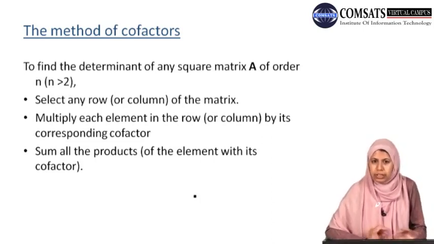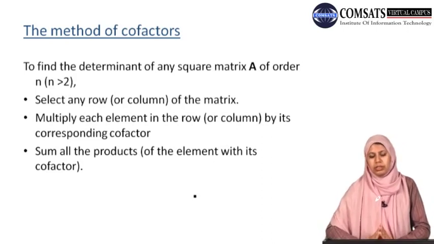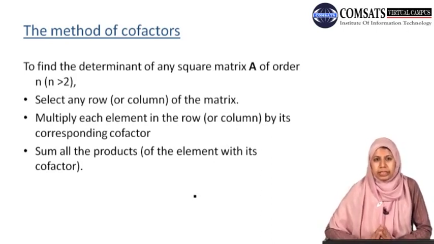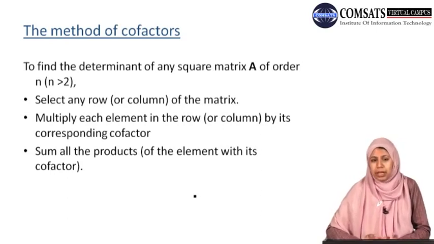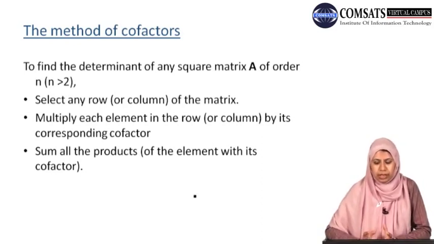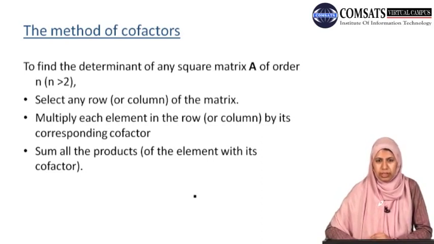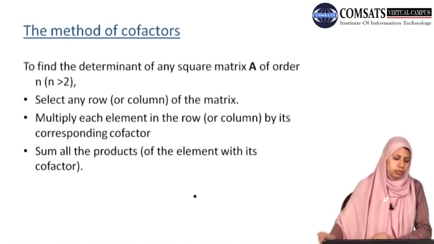There's no condition on selecting the row or column. We are free to choose. We can select only one row or column. Then we multiply each element in the row or column, if you have selected the column, by its corresponding cofactor. That is, we multiply each element with the number and the determinant of the minor. Then we sum all these products, that is of the elements with its cofactors, and the sum of all these products is the determinant of a matrix of order greater than 2.